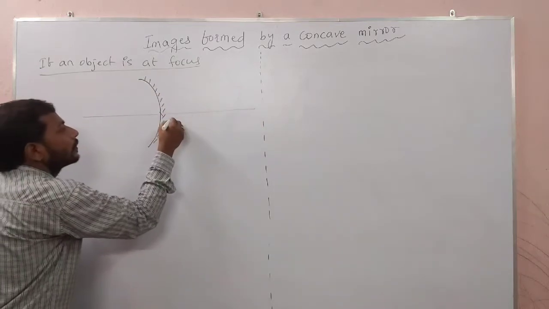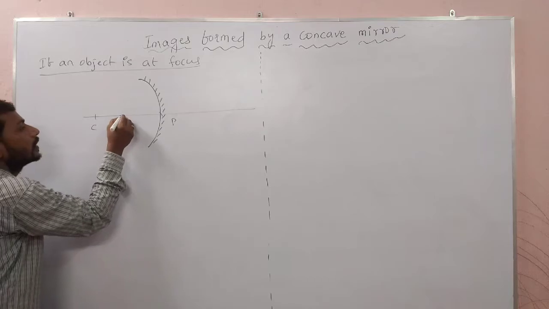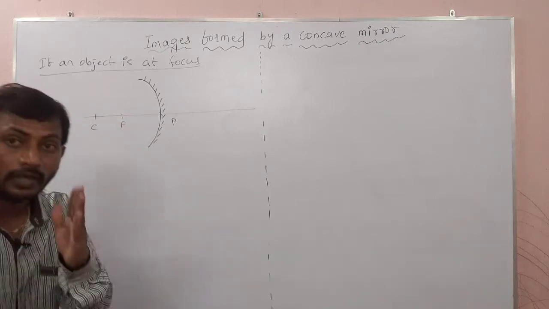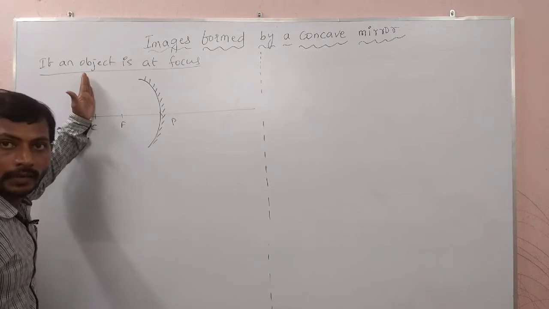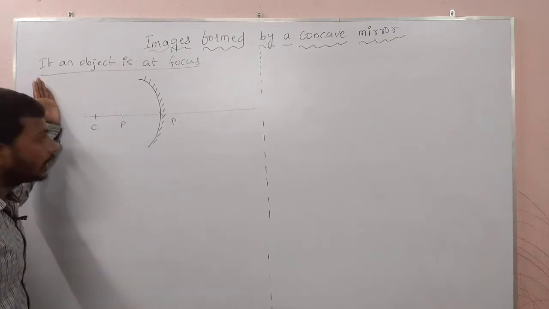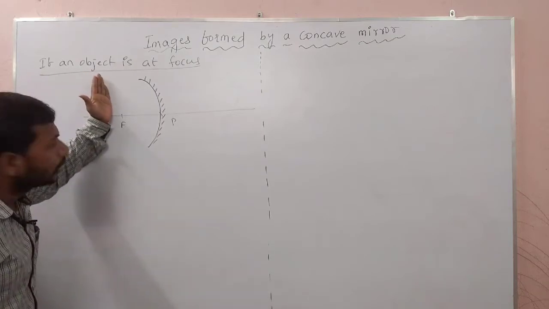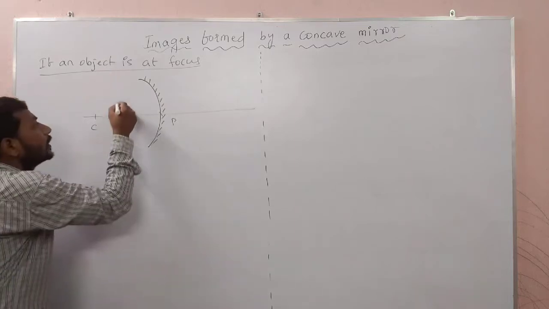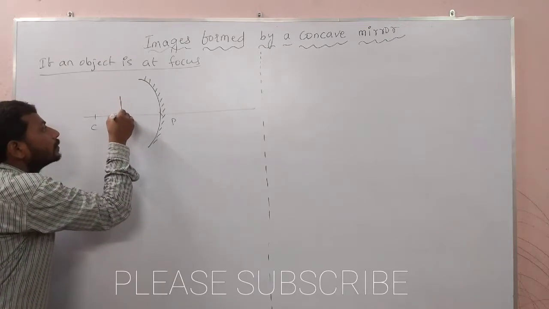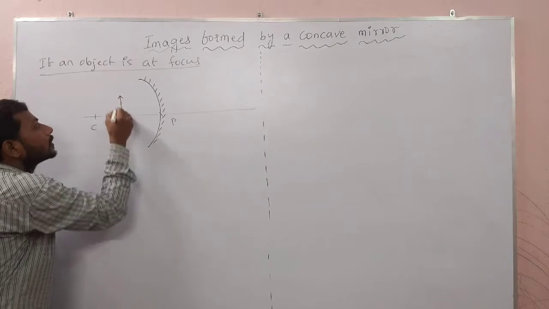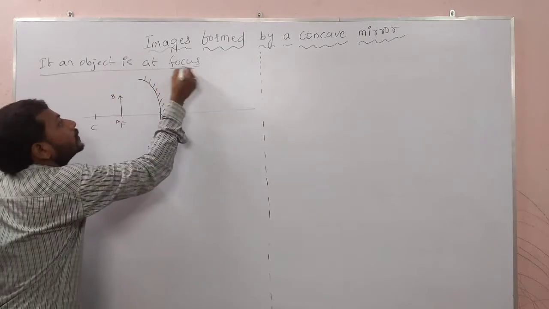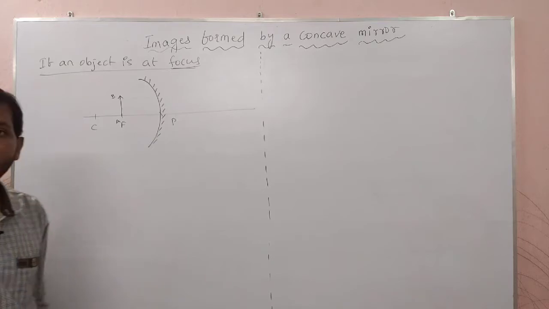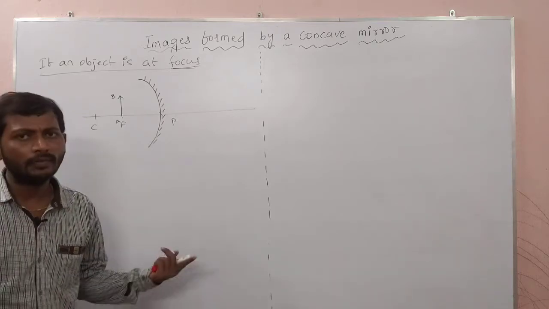What is this? This is the pole, this is the center of curvature, this is the focus. We completed the previous three: one is at C, beyond C, and between C and F. Now I have taken the object a little bit forward, and the object is at the focus. That's why I wrote here, object is at focus. If you place it at the focus, again the same rules.